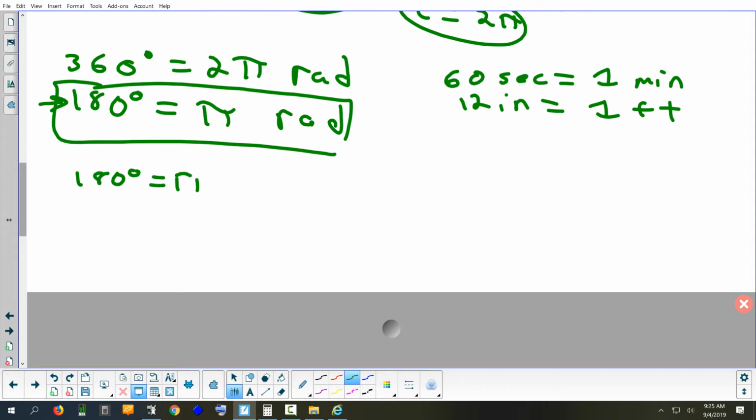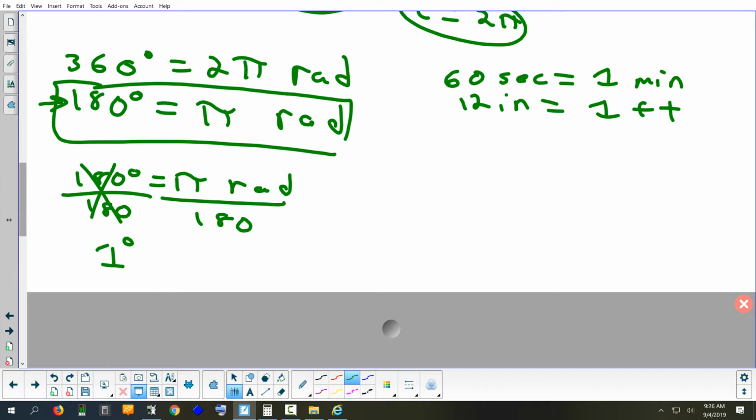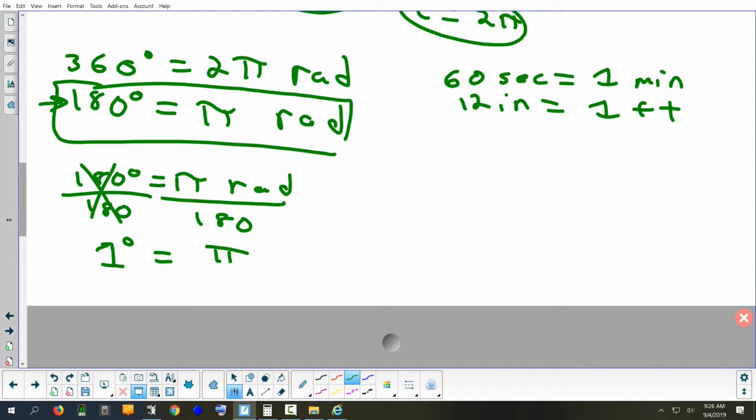So let's do that. I'm just going to copy it over down here. Divide by 180. Divide by 180. Notice 180 divided by 180 cancels out, and you're left with 1 degree. The degree symbol is still there. Equals pi over 180 radians. Now we've got a formula that has a 1 in it.